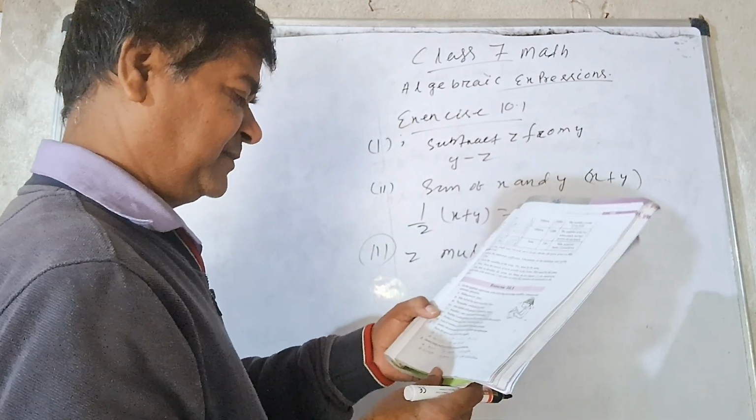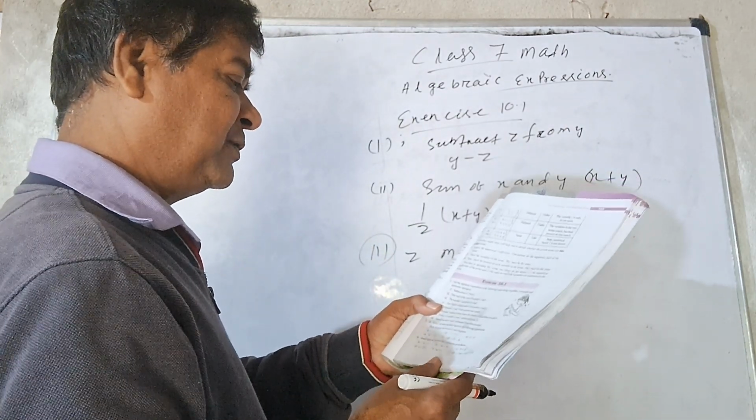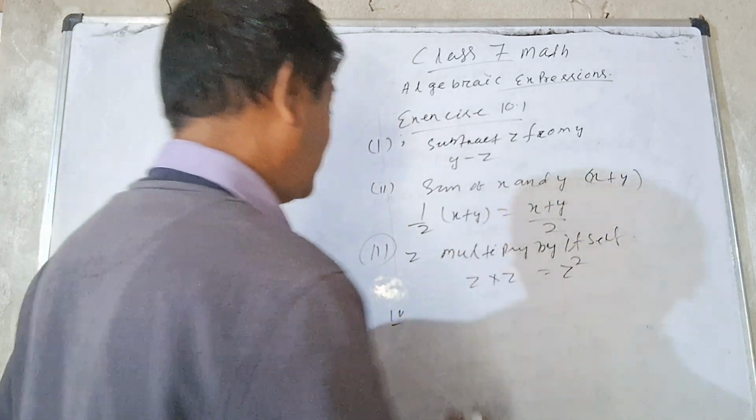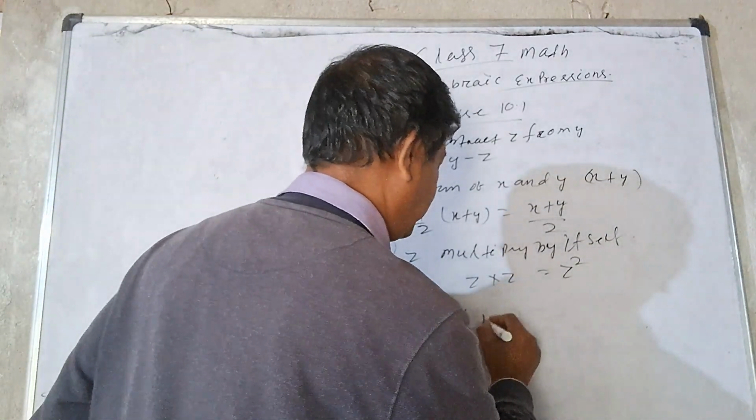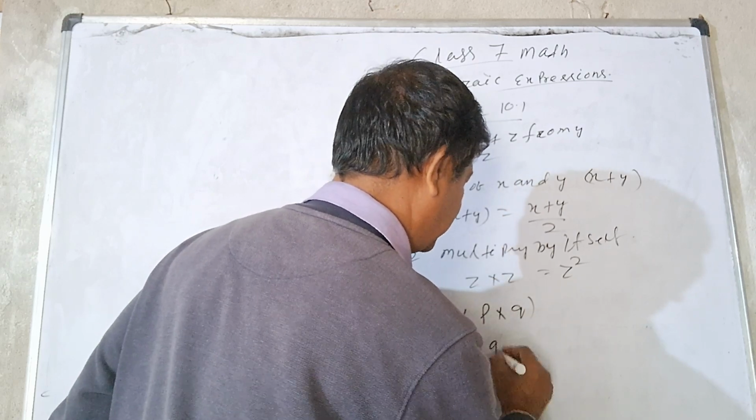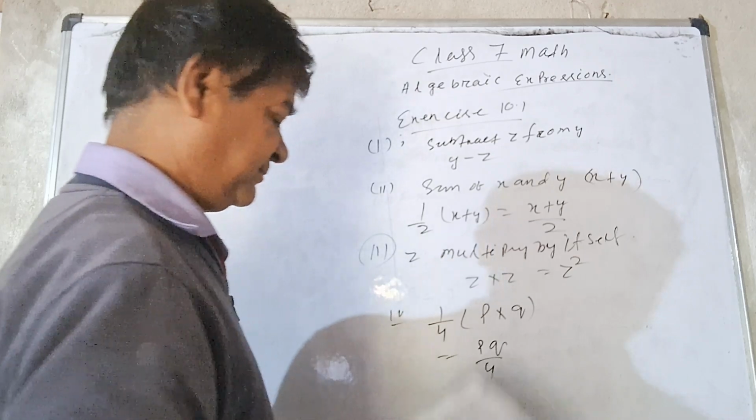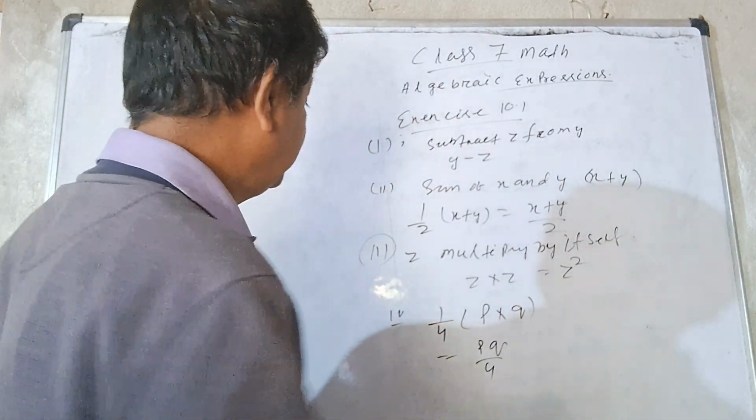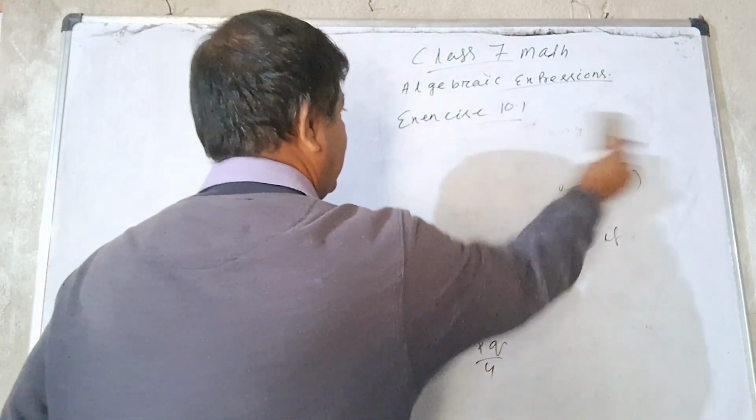Question IV. One-fourth of the product of numbers p and q. One-fourth means 1/4. Product of p and q means pq. So pq by 4 is your answer. In this way, you will be able to do your exercise.